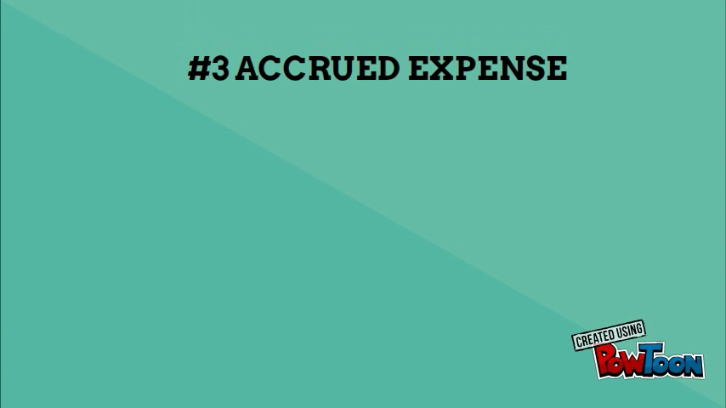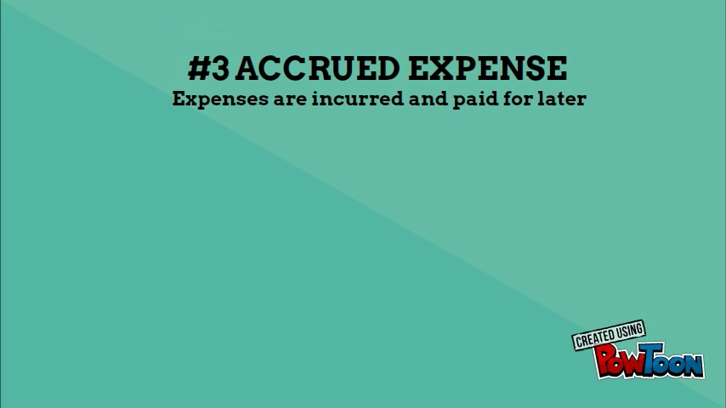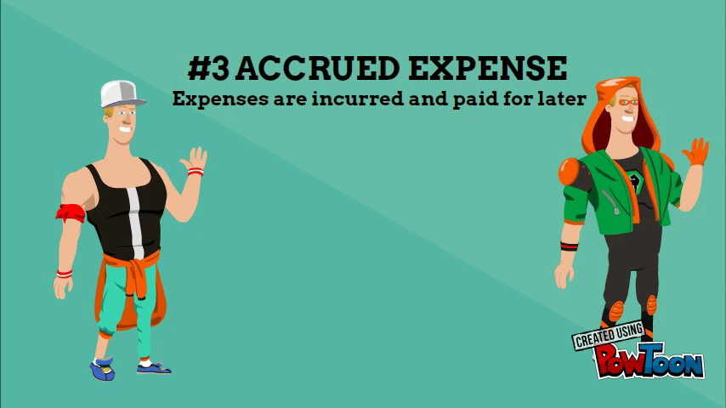Number three, accrued expenses. This is when expenses are incurred and paid for later. A common occurrence of this is with salaries expense. For example, although the band's road crew work 3 nights every week for the duration of the tour, due to the nature of the business, they are paid in full at the end of February once the tour has ended.